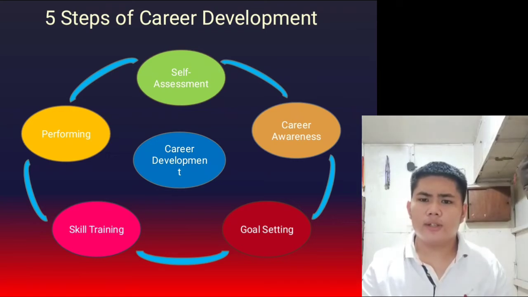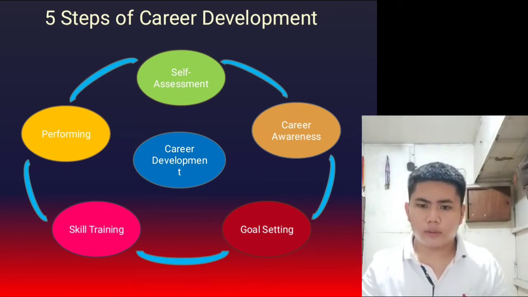I will explain the 5 steps of career development. So there are various steps or stages in a person's overall career development. First is self-assessment. Self-assessment means that the individual has to assess oneself on the kind of career and growth.